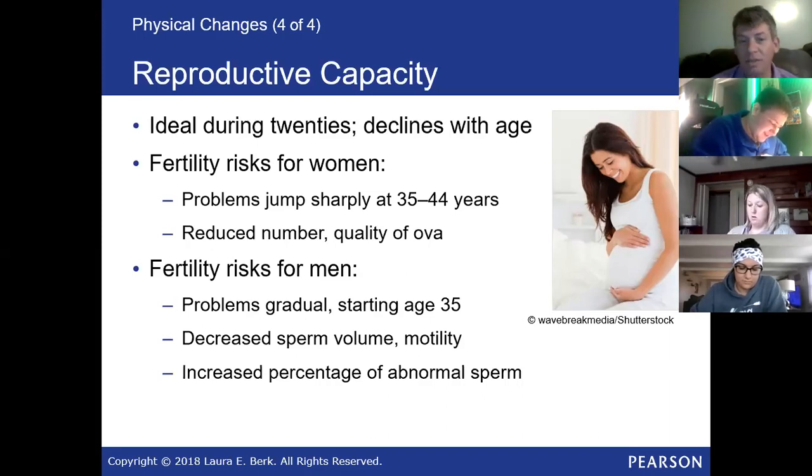The fertility risks for women: problems jump sharply at 35 to 44 years. The quality and the number of ova go down. Fertility risks for men: problems are more gradual, and it starts at about 35. We see a decrease in sperm volume and motility. We also see an increased percentage of abnormal sperm.